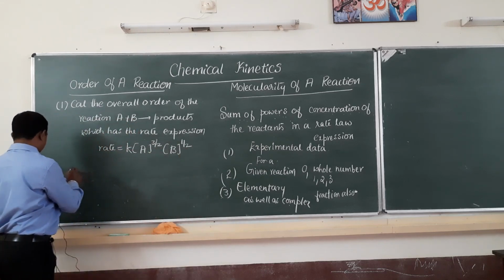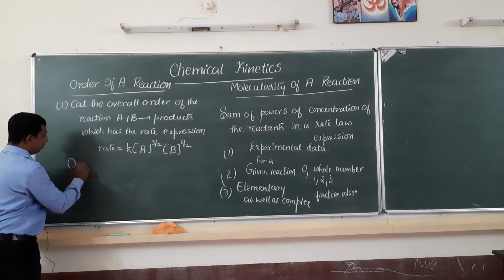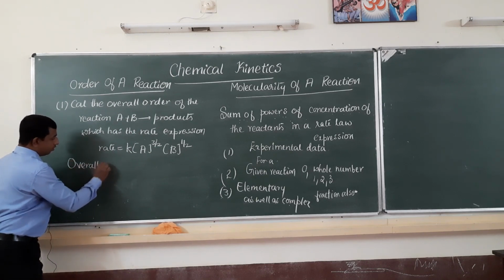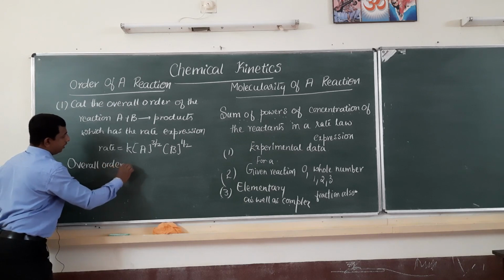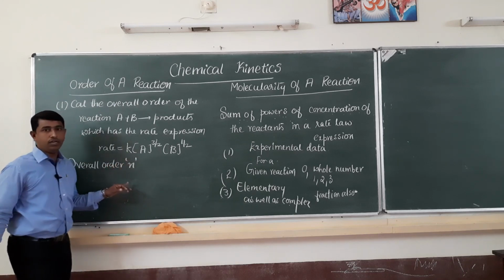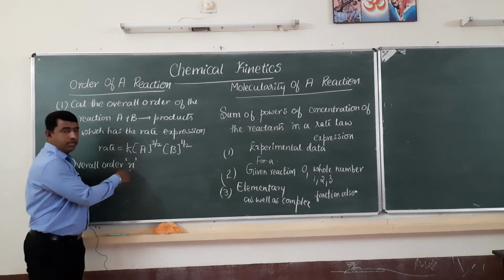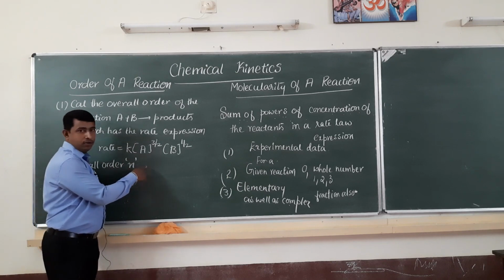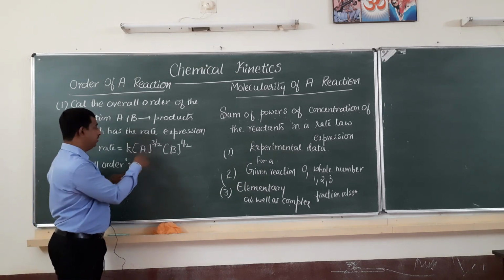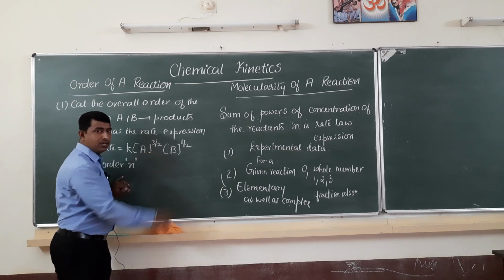Now what we have to calculate is the overall order, that is N. Overall order is obtained by adding the exponents which are present above the concentration terms.